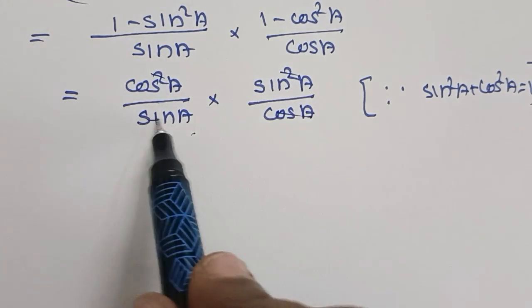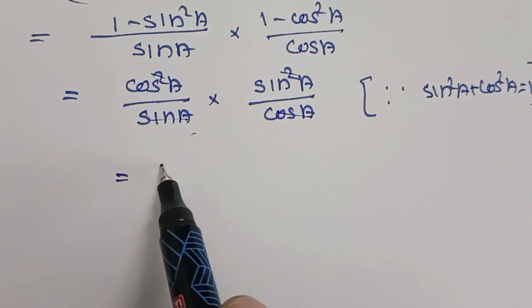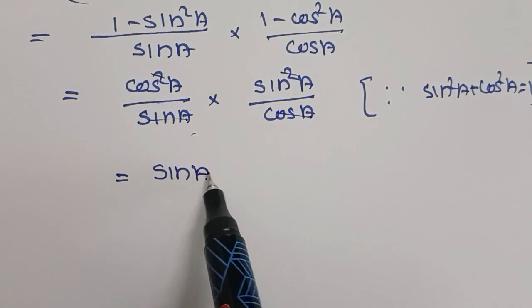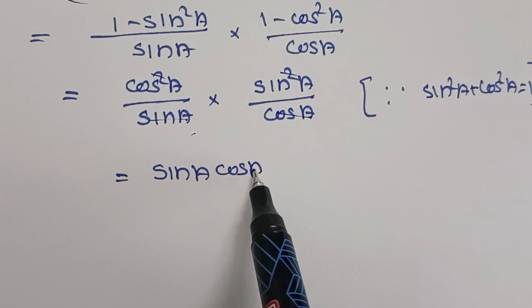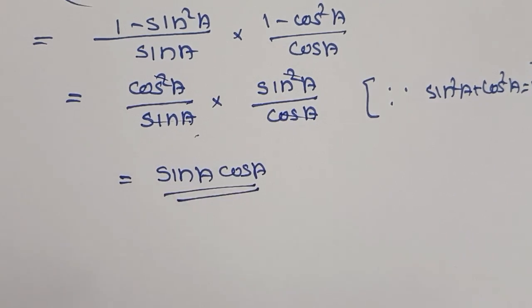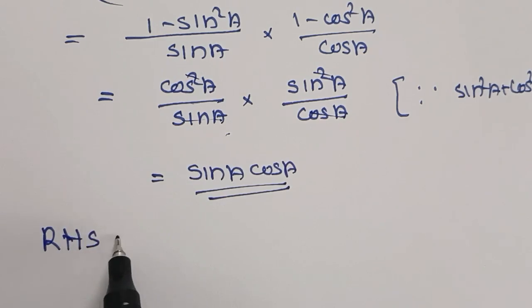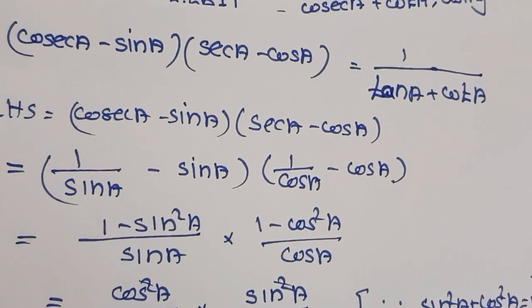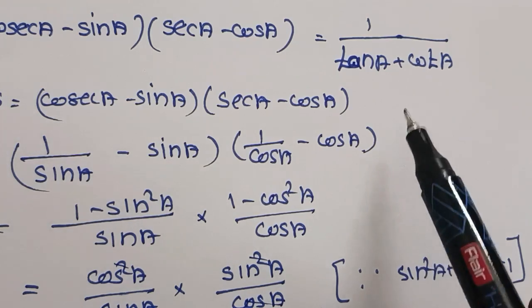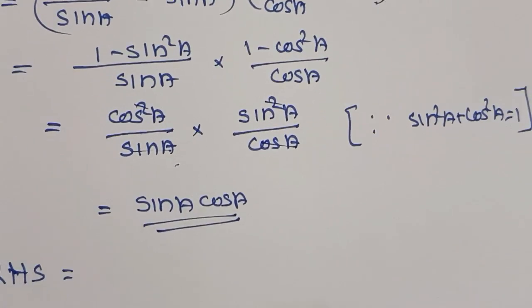One sin also gets cancelled. Remaining is sin A into cos A, cos A into sin A, that is the same as sin A cos A. Now take the RHS. RHS is 1 by tan A plus cot A.